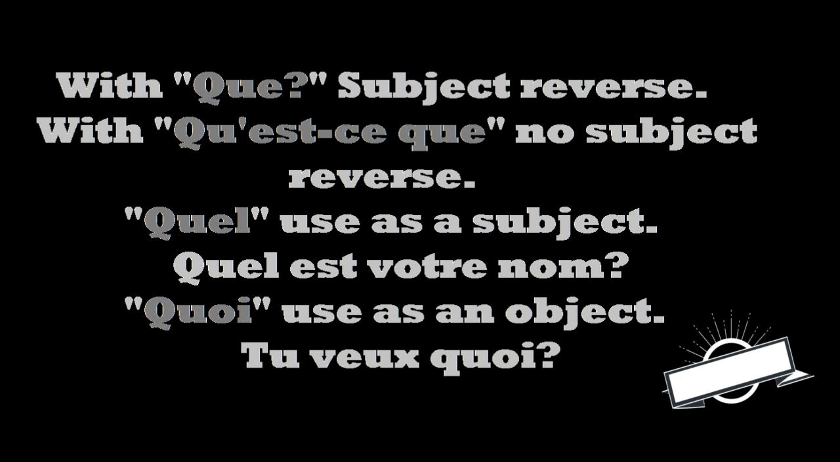To summarize, with que, the subject is reversed; with qu'est-ce que, no subject reversal. I hope you understand. And quel is used as a subject also. It substitutes the noun to make a subject, taking the gender of the noun it is substituting. And quoi used as an object is tu veux quoi, the object is quoi.